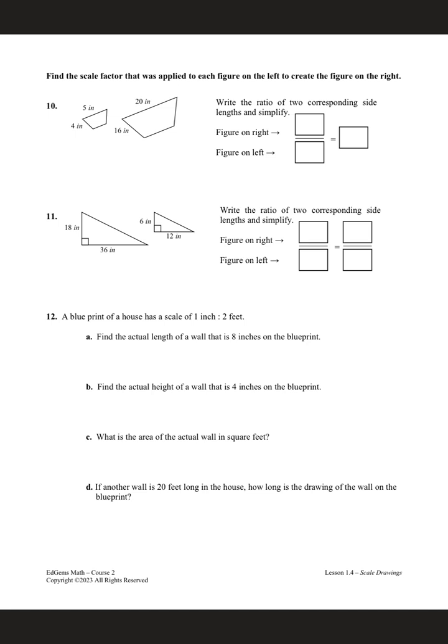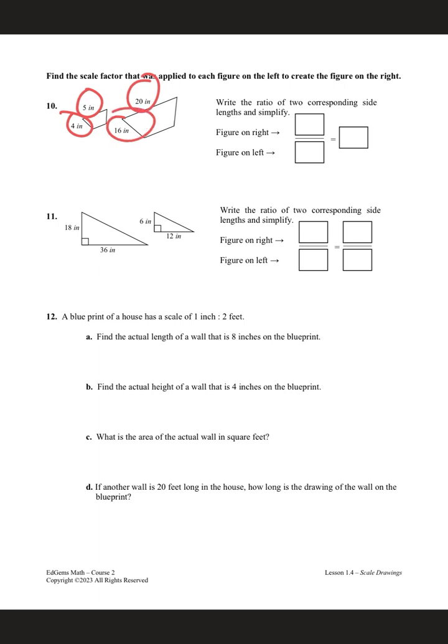Okay, here we are on the second page. So the instructions for numbers 10 and 11 say, find the scale factor that was applied to each figure on the left to create the figure on the right. So on number 10, you've got this quadrilateral, and let's talk about the corresponding sides first. So it says, write the ratio of the two corresponding side lengths and simplify. So the corresponding sides, so both of these quadrilaterals are oriented correctly. In other words, they match each other, right? So side length 5 corresponds with side length 20, and side length 4 corresponds with side length 16.